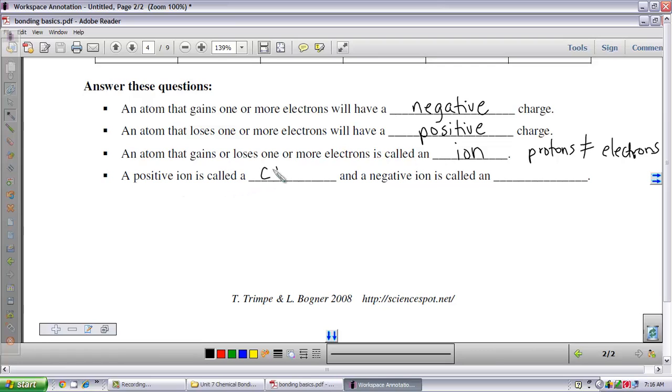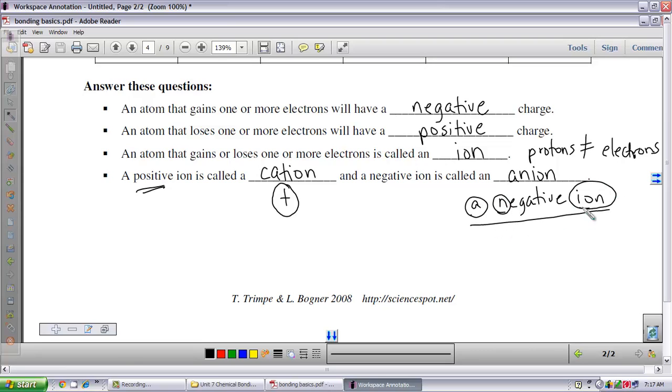A positive ion is called a cation, not "cation" with a VA in front of it where you're going on vacation. But a cation is positive. A negative ion is called an anion. All right. And you might remember cation because there's a T right here in the middle, and a T kind of looks like a plus sign or a positive sign. An anion is the same as saying a negative ion. And if you look at the A in negative and ion, it spells anion. Just a neat little trick there.